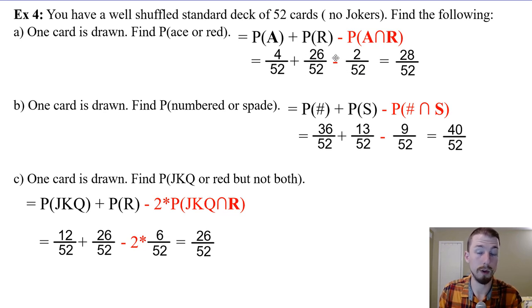We can add or subtract them, just their numerators, and keep the denominator the same. So that would give us 30 minus 2, which is 28. So we have a 28 out of 52 chance of getting an ace or a red card.